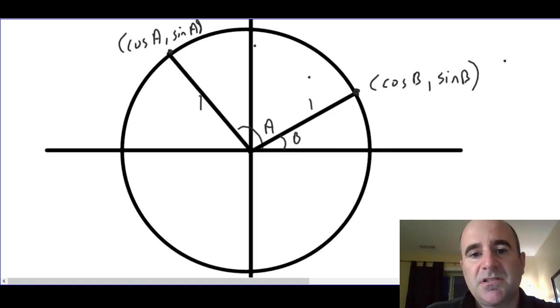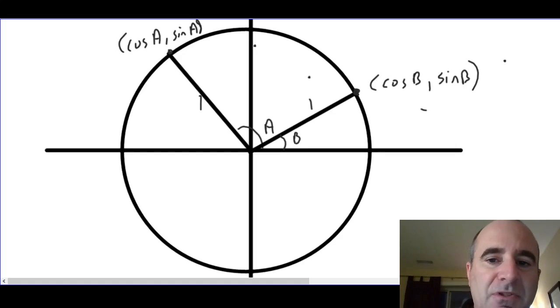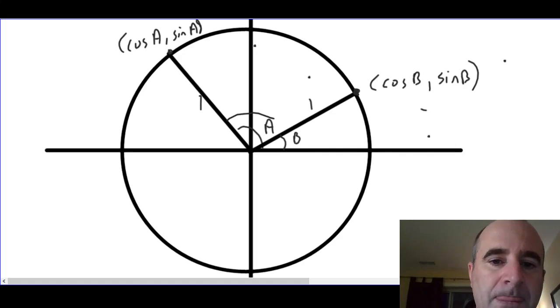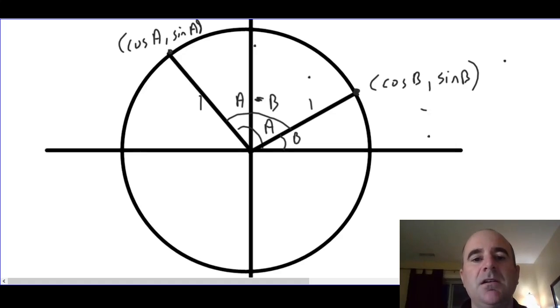Another thing to notice is although this is angle B and this here is angle A, that means if you took angle A and you subtracted angle B, that's this angle right here that separates those two sides that have a length of 1. They're called radii. So we can label that in our diagram here. This is A, take away B. Okay?